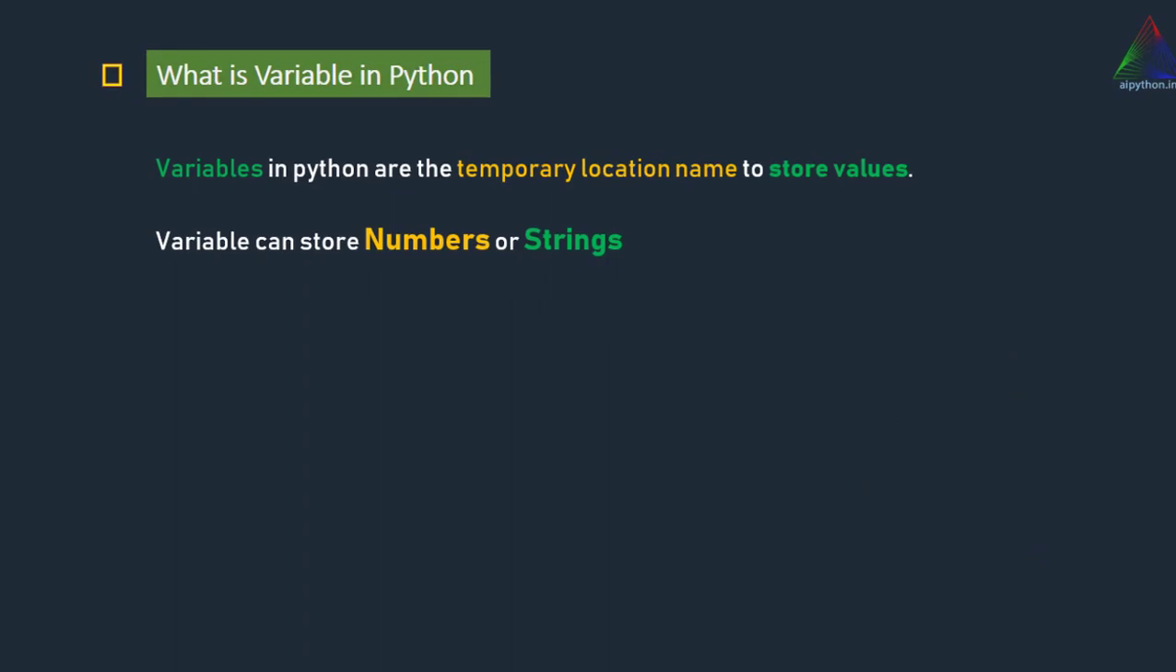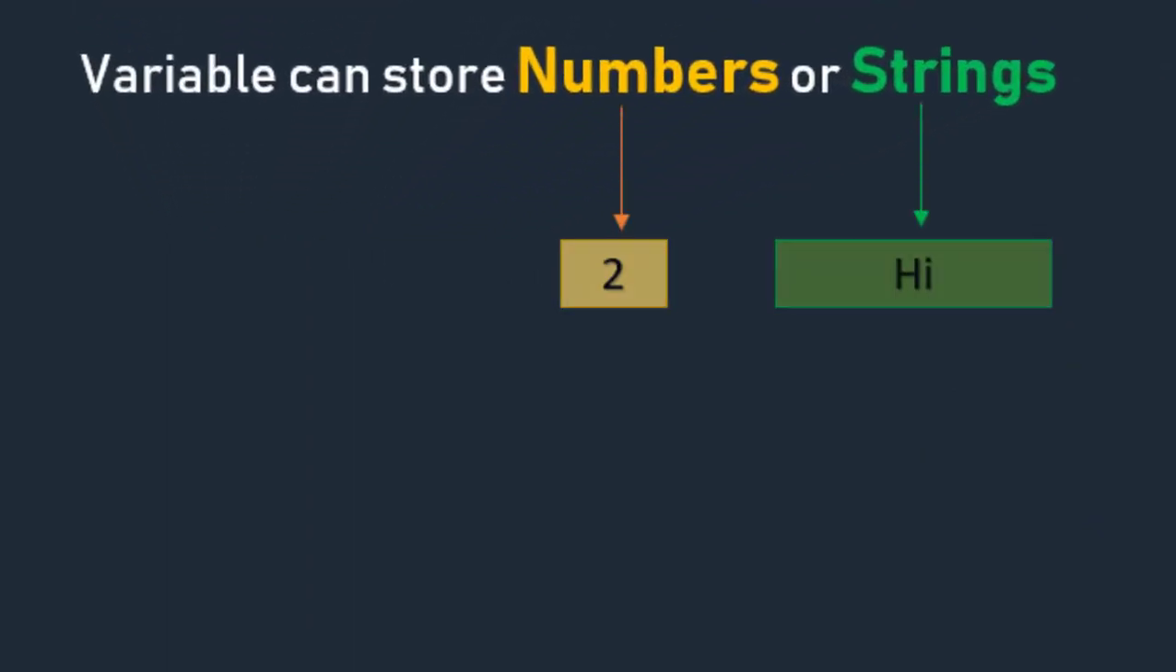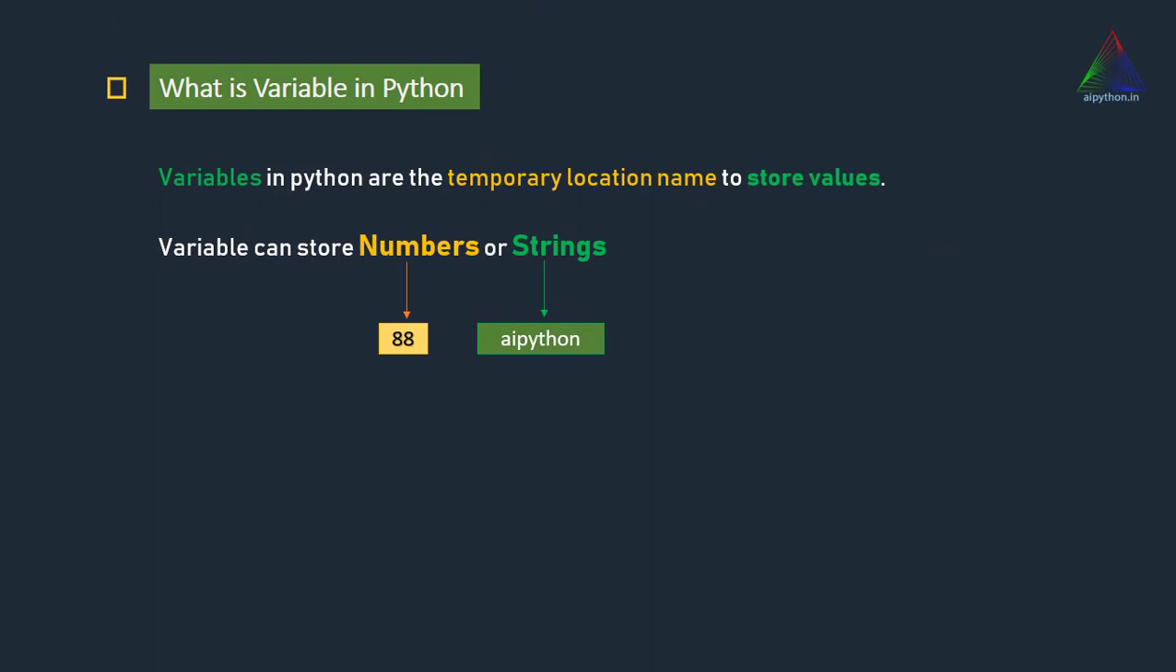So variables can store numbers as well as strings. We'll see examples like 1, hi, 7.5, hello, 88, Python, aipython. So that means these types of values can be stored in a variable. Now we'll see in detail there are different categories of numbers like int and float.